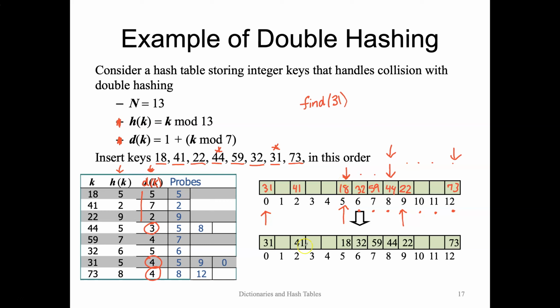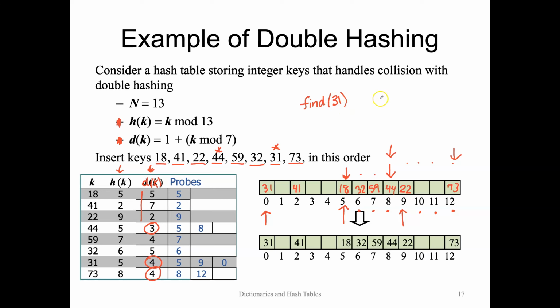So for 31, because its second hash function is 4, we would move over 4 cells to 9. If that doesn't match it, then we're going to move over another 4 cells until we either find the key that we're looking for, or we find an empty cell, in which case we know it's not there. We would have placed it at that empty cell if it existed. Or we've wrapped around the array. We have probed a total of n elements, guaranteeing that we've already tried every single cell. In which case, if we still haven't found it, then we return that it doesn't exist in our table.